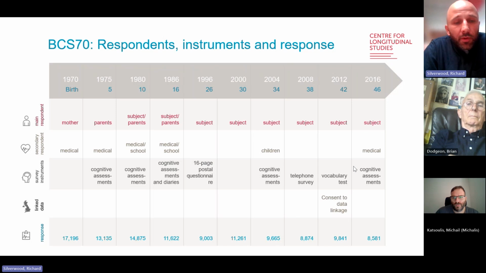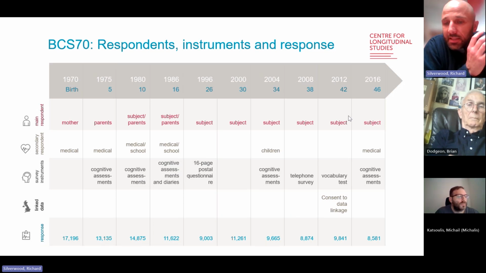As you can see from the bottom row, the response has declined somewhat over the years, as is typical in these long-running longitudinal studies. Although we started off at birth with around 17,000 respondents, by age 46 we were down to 8,500 or so. So at the most recent sweep here we may have failed to observe around half of the individuals, although some of them will have left the country, so no longer be eligible, or sadly died.